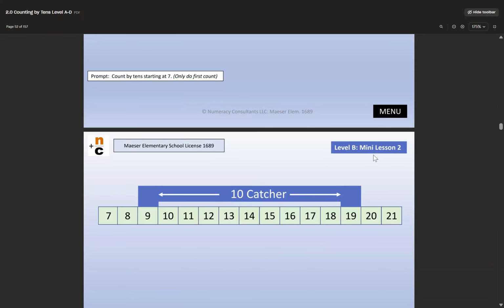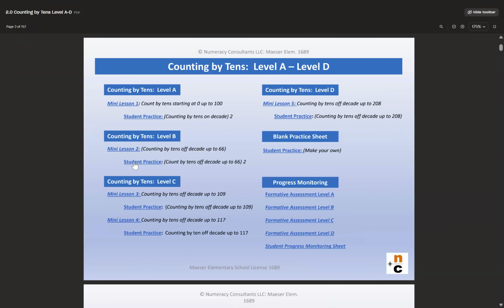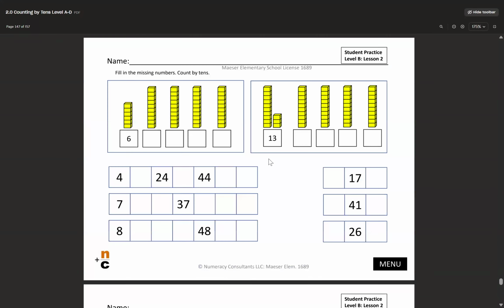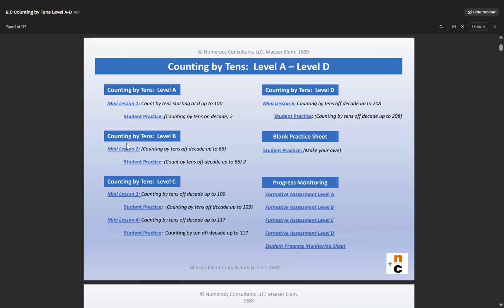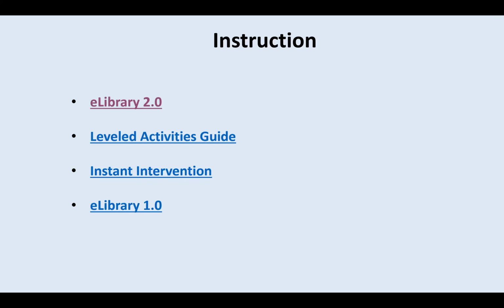So that's your level B mini lesson two. When you're done with that, you go to where it says student practice. You just practiced counting by tens off decade up to 66, and if you click on the student practice, it's the same thing. That's the first place you go, and it's a great introduction lesson. It has all the prompts, it's well structured, and it has the practice piece. But you won't do a lesson one time, have them understand it, and move on the next day, so you have other places to go to work on these things.